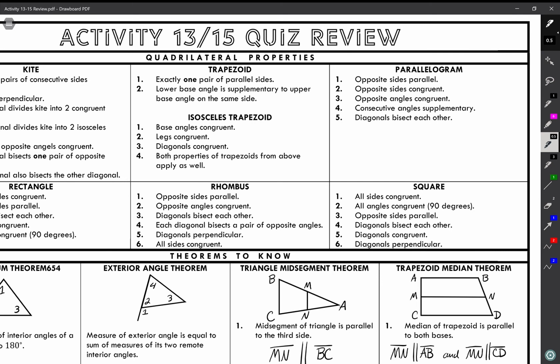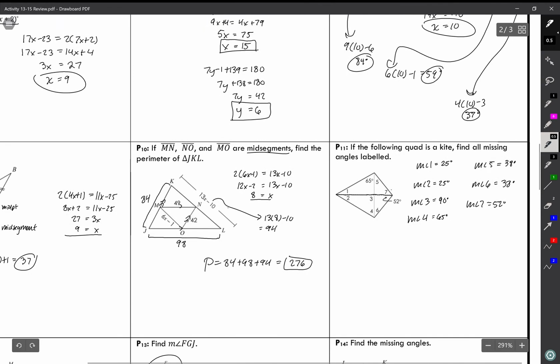Parallelogram, opposite sides. Ooh, opposite angles congruent. Awesome. So it's a parallelogram. All right, I can stop here because I know that it's a parallelogram. If that's the case, parallelograms have opposite angles congruent. We know that rectangles, rhombuses, and squares are all parallelograms, so they also all are going to have opposite angles congruent. So I don't even need to look.